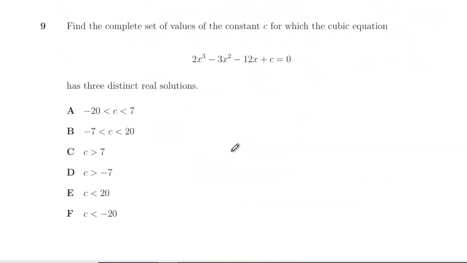Question 9: complete set of values of the constant c for which this positive cubic has 3 distinct real solutions. Right, so we've got this. We need 3 solutions, so we need the max to be greater than 0. We need the minimum to be less than 0.